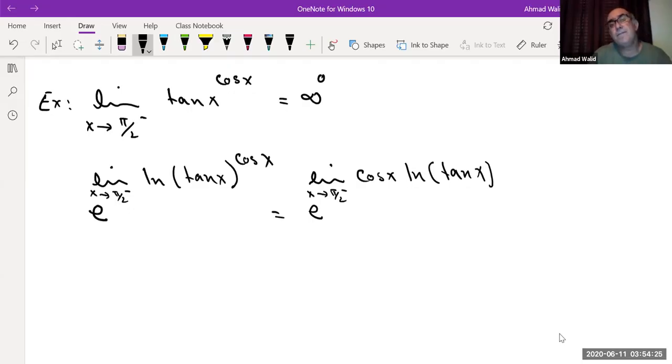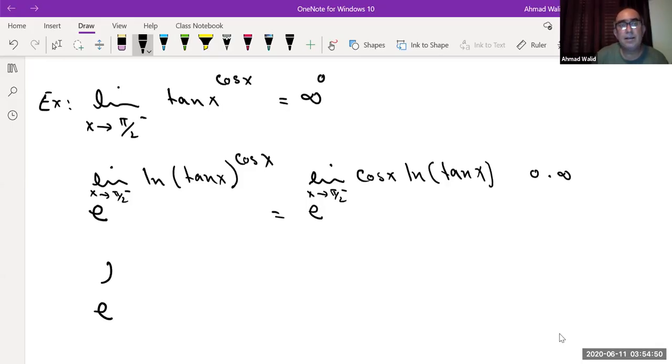Correct? If you plug in here now the value of pi over 2, it gives you 0 times infinity. Correct? When it becomes 0 times infinity, you have to change it to a quotient. You have to change this one to a quotient.